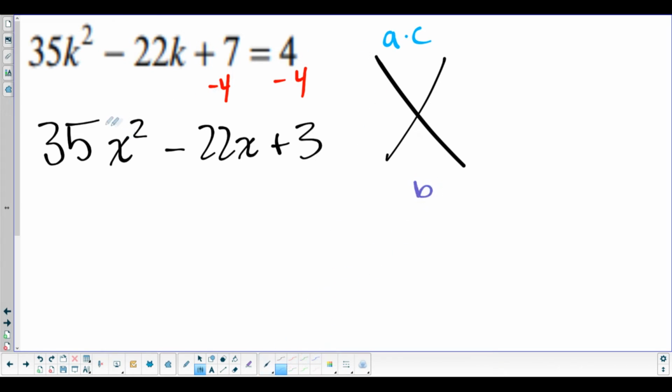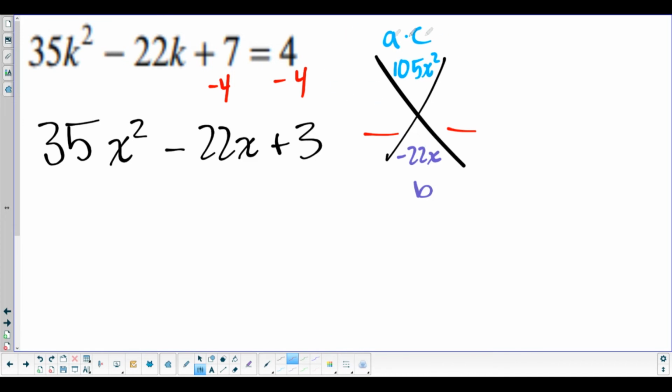Well, A times C is in this case 35 times 3, which is 105x squared, I think. 30 times 3 is 90, 5 times 3 is 15. So 90 plus 15 is 105. And then my bottom term is negative 22x. So I need to find two things that multiply to this and add to negative 22.